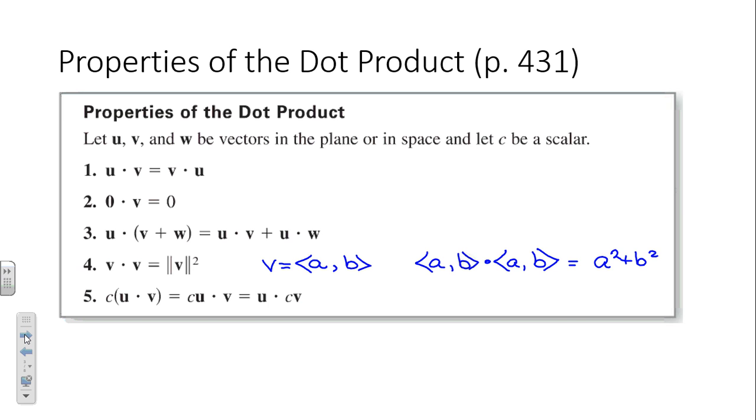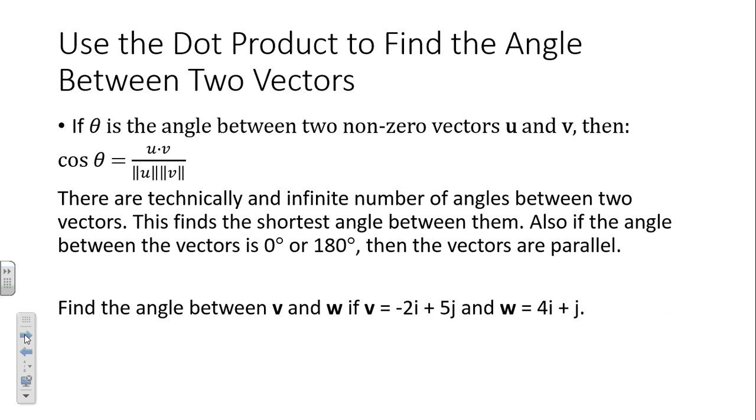Okay, so next, we're going to use the dot product to find an angle between two vectors. If theta is the angle between vectors u and v, they're non-zero vectors, in other words, they have some sort of magnitude, then the cosine of theta is equal to u dotted with v over the magnitude of u times the magnitude of v. So this is what I'd star in your notes because you'll come back to it. I need to be able to find it.